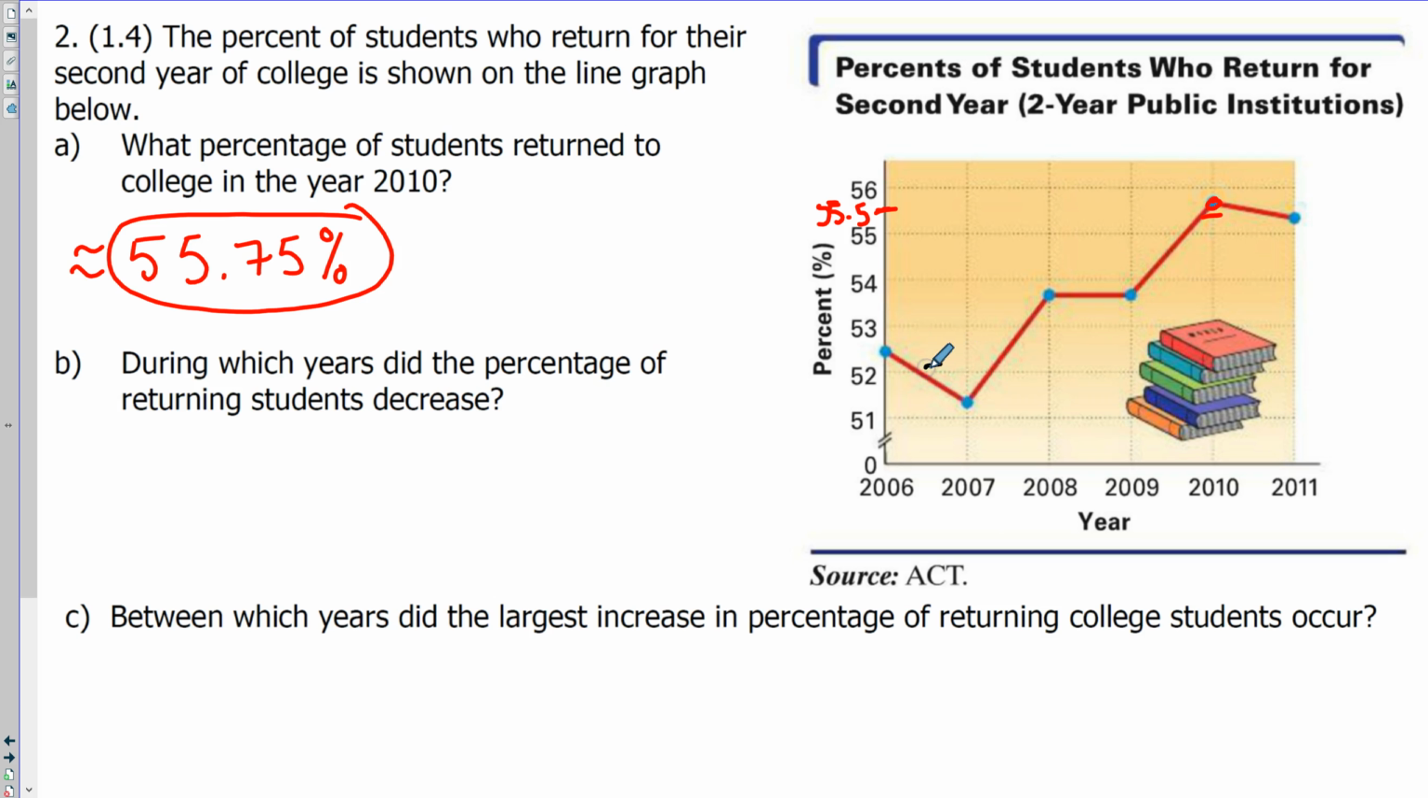So we can see a decrease occurred between 2006 and 2007. Then it is a positive sloping line, so it would be an increase for the next set of years. The next set of years kind of remained flat, so that kind of looks like a zero change. Then we saw an increase in the next set of years, and then a decrease again. So they said, in which years did the percentage of returning students decrease? Well, there was those two intervals. There was the section between 2006 to 2007, and there was also the section between 2010 and 2011.